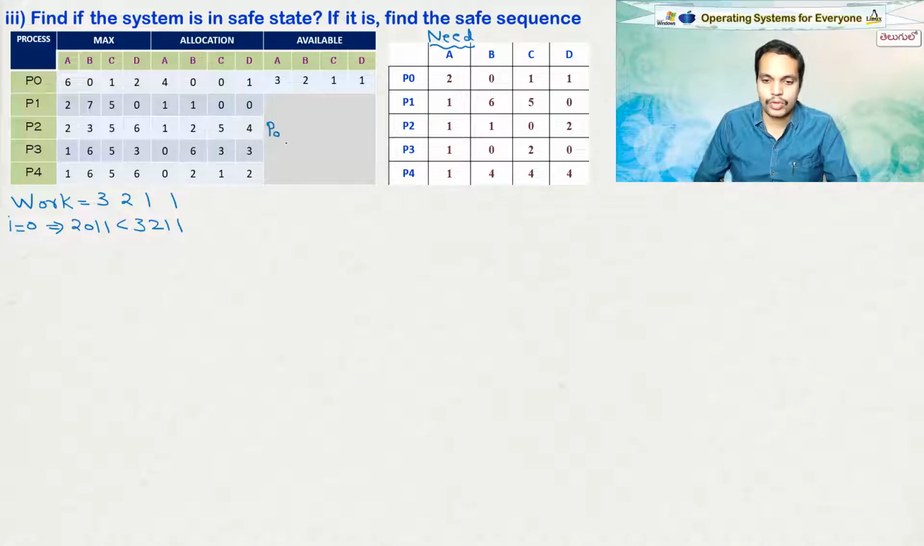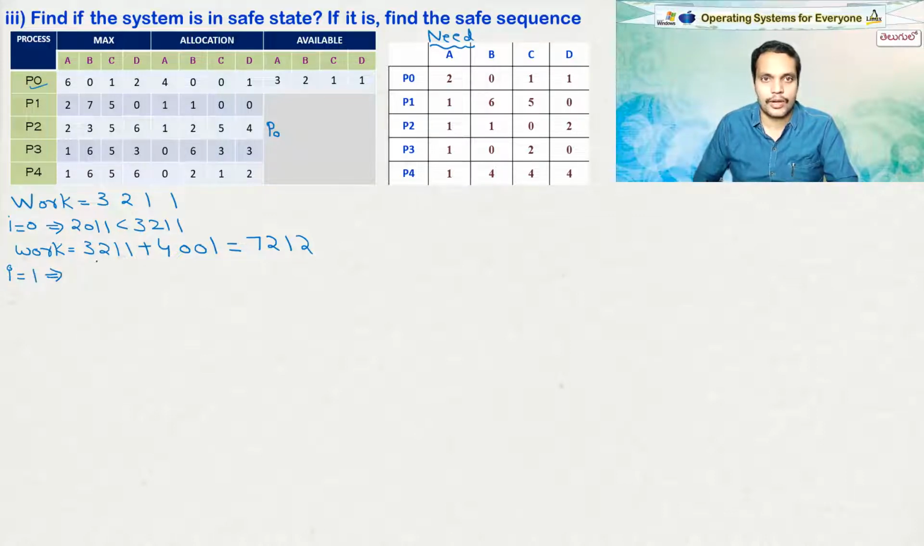So first P0 goes, and now my work will become work equals 3211 plus the allocation of P0, which is 4001, which is equal to 7212. So P0 is done. Let's check for I equal to 1.